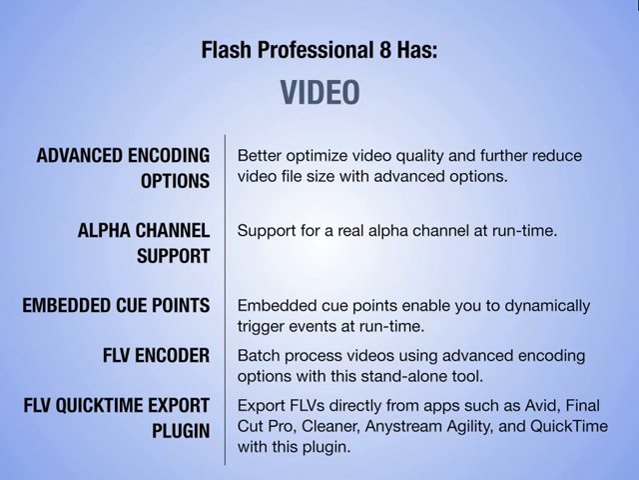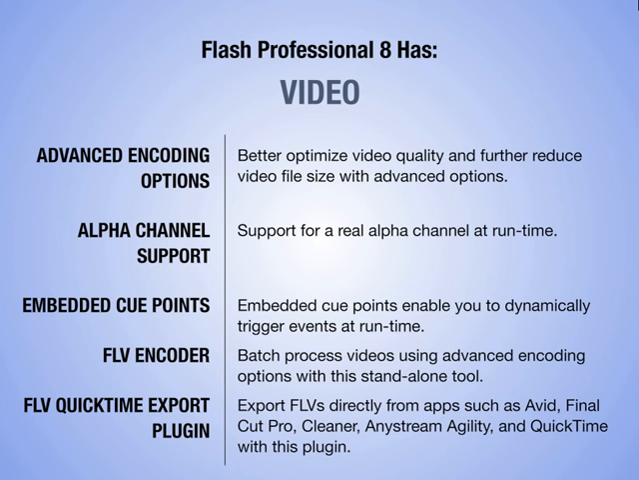Additionally, Flash Professional 8 ships with a standalone application called the FLV encoder. What this offers is being able to move your video encoding from outside of Flash into another application. So you can keep developing in Flash while your FLVs are being encoded in a separate application. Not only that, but it gives you advanced encoding options as well as batch processing options as well. So you can drag a whole folder of your videos into the FLV encoder and it'll batch process all those movies for you.